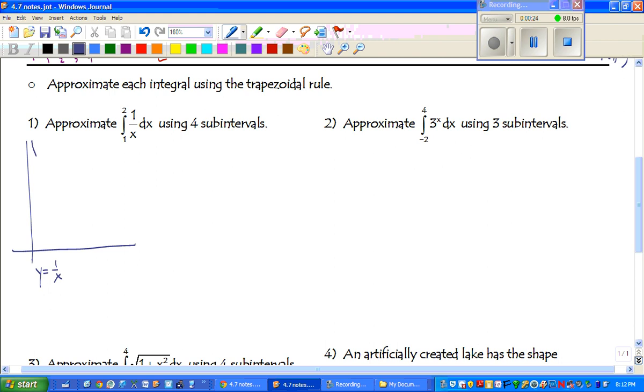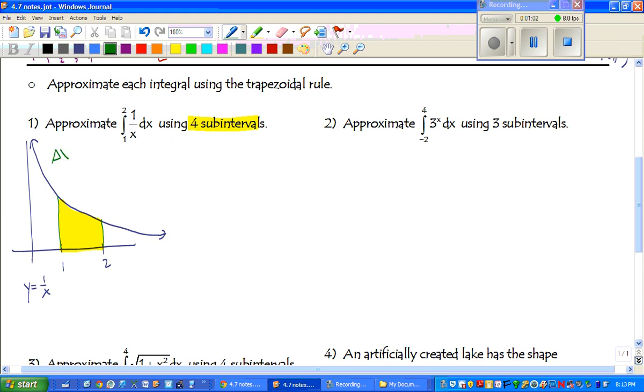So our curve is going to look like this. So we're going from 1 to 2. All right, so let me fix that. So we're going from 1 to 2. We want to find this area under the curve. And we're approximating that using 4 subintervals. So we're going to break this into 4 parts.